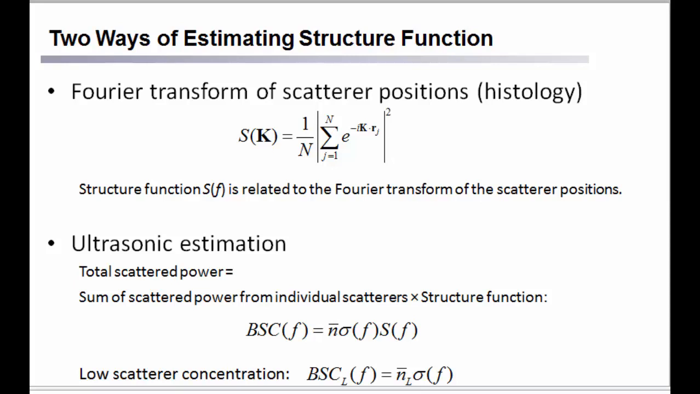If we have two medium or two phantoms have the same scatterers but just different concentrations, then we can estimate the backscatter coefficient for the two concentrations. And then if we assume that the low concentration case has a unity structure function, then we'll be able to estimate the structure function for the high density case.